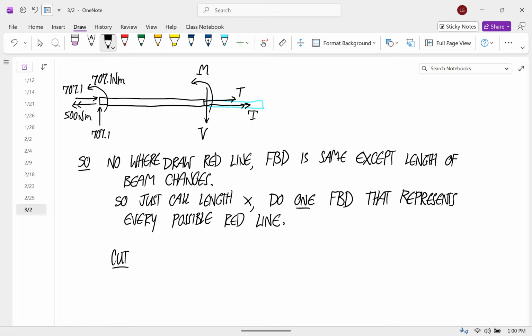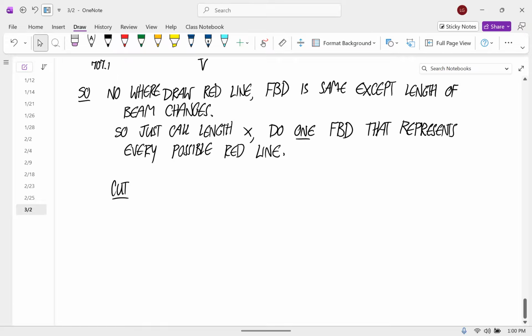Okay, so now instead of doing the one single cut where X is fixed at 0.5, we're just going to use X as a variable and calculate these internal loads as a function of X. So for the free body diagram, we're going to take a representative piece, and we're ignoring all the stuff happening over here.